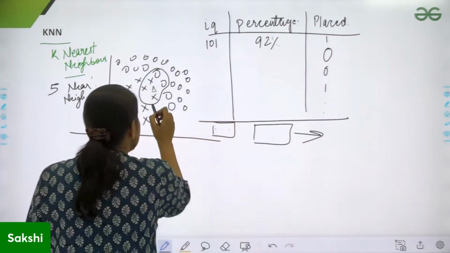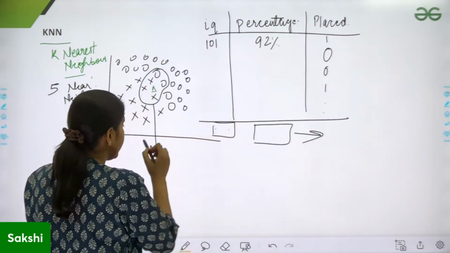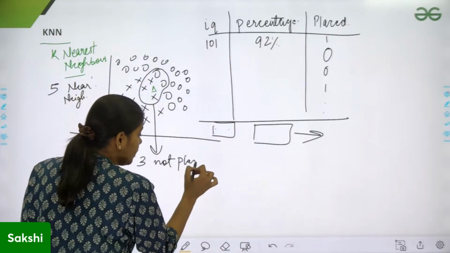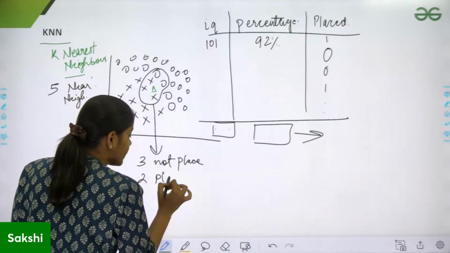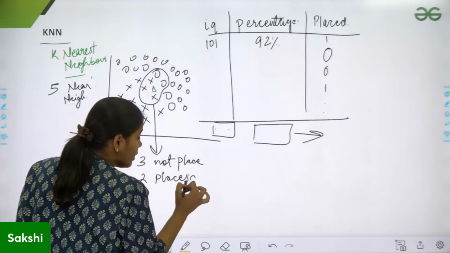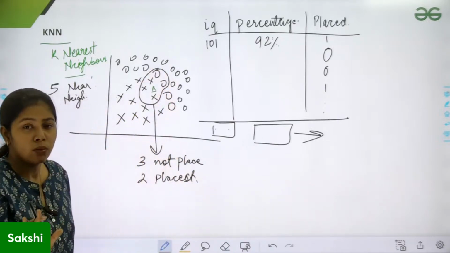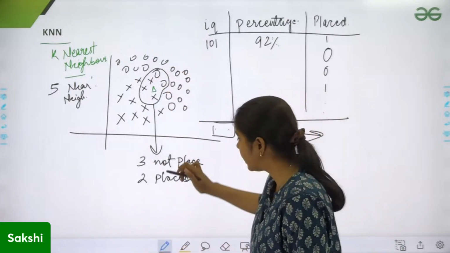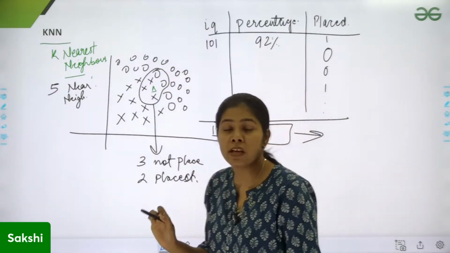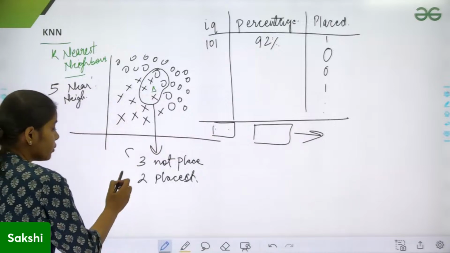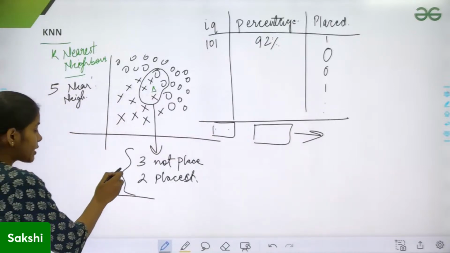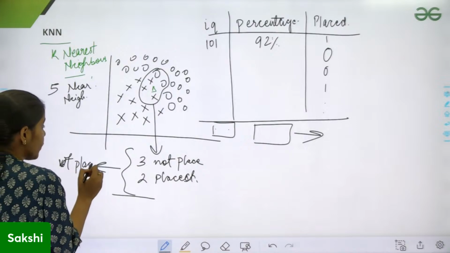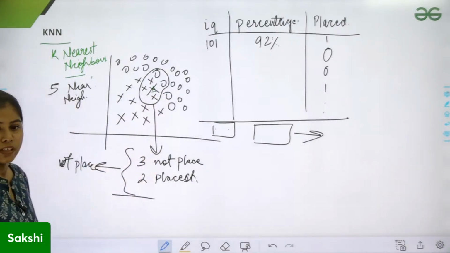Now I can see that in these neighbors I have 3 students who are not placed and 2 students who are placed, right? So I have taken a neighborhood of 5 students, and in that neighborhood I have seen 3 not placed and 2 placed. Maximum are not placed, so I'll classify this point as not placed. So this student is not placed.